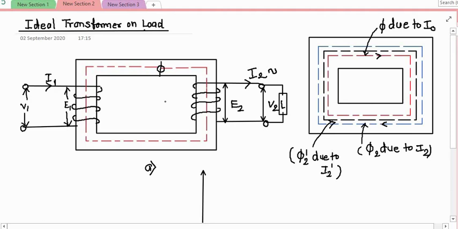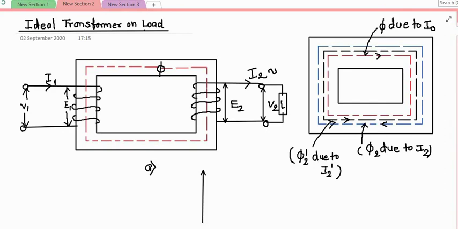And due to reduction in the E1, the difference between the applied voltage and the EMF induced in the primary E1 increases, and hence additional current I2 dash, which is called the load component, flows in the primary winding. So in addition to I magnetizing, the current I2 dash flows through the primary winding, and that load component I2 dash will produce the flux phi 2 dash, which is shown by the black line here in the direction opposite to that of I2.